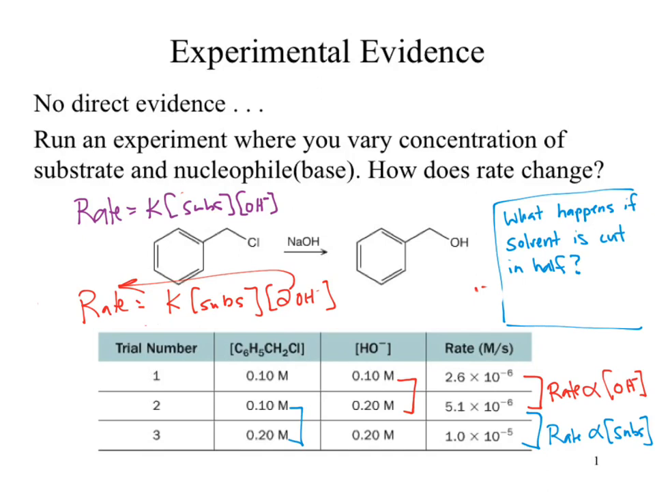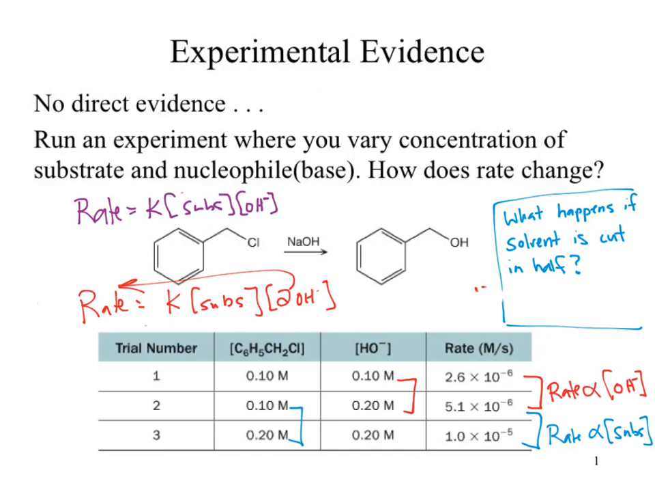Okay? The one that gets a little bit trickier is the one we've got in blue. What happens if the solvent, okay, and ultimately solvent concentration, is cut in half? When you look at the rate law, is OH minus the solvent? No. Is substrate the solvent? No. Well, solvent doesn't show up in my rate law, so what should happen to the rate? Absolutely nothing. But what happens to the rate?